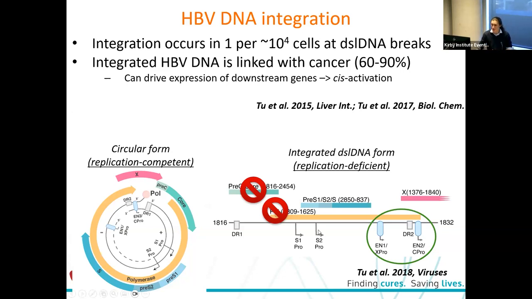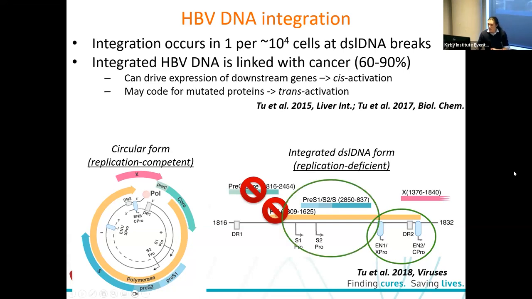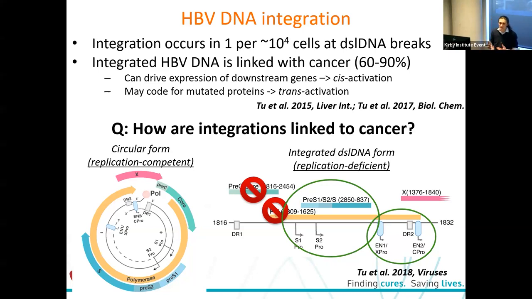One is basically a driving mechanism where the expression of downstream genes can be driven by these viral promoters. And so therefore, if it's upstream of pro-oncogenic host proteins, that can be a way. And also there are some proteins in the virus genome that are associated with liver cancer. So there are mutated versions of the surface protein that are known to drive ER stress and these sorts of pro-oncogenic pathways as well. So there are transactivation mechanisms that may be involved. So the major question is whether these are drivers or whether there are other reasons why integrations are linked to cancer.